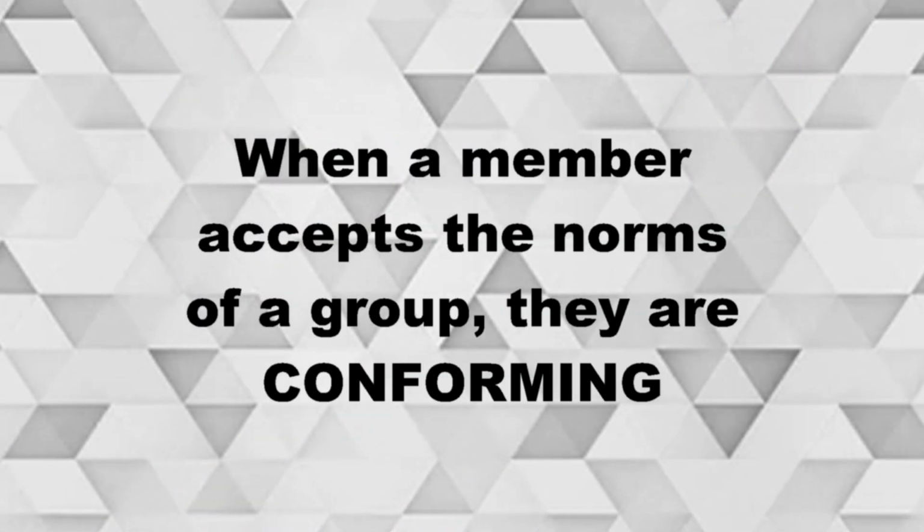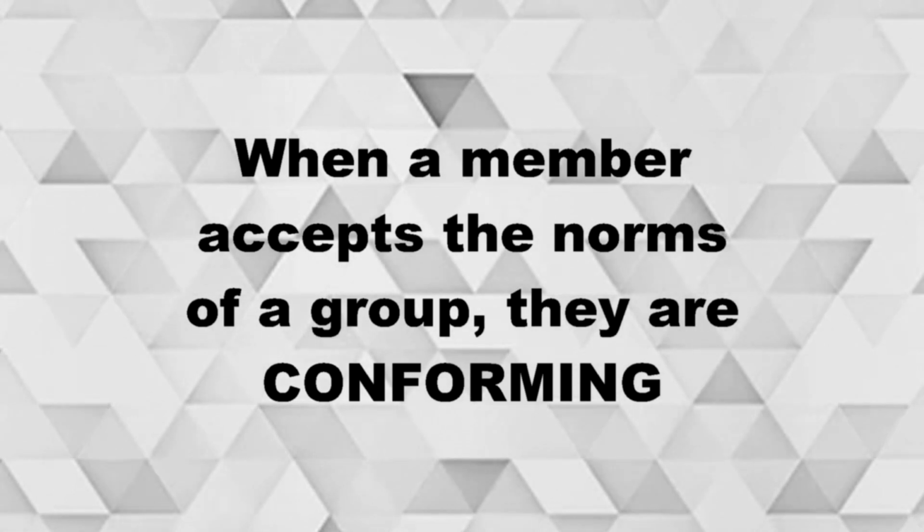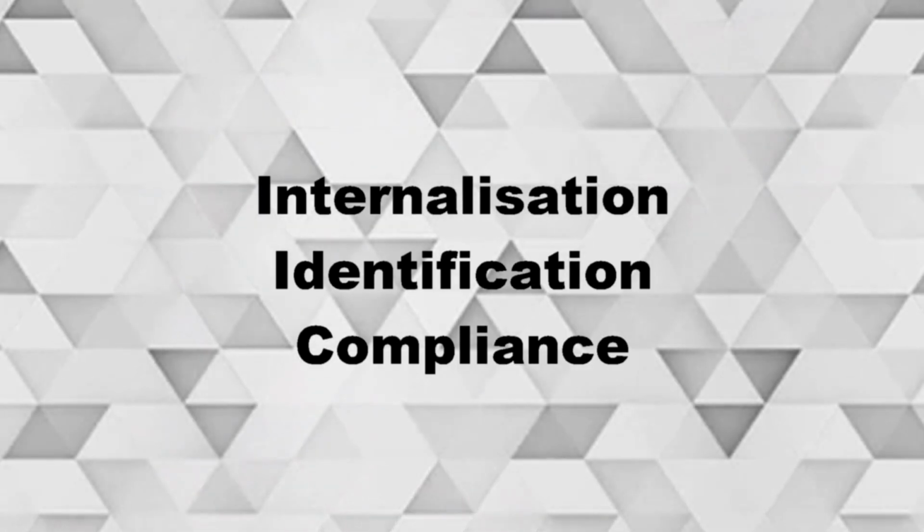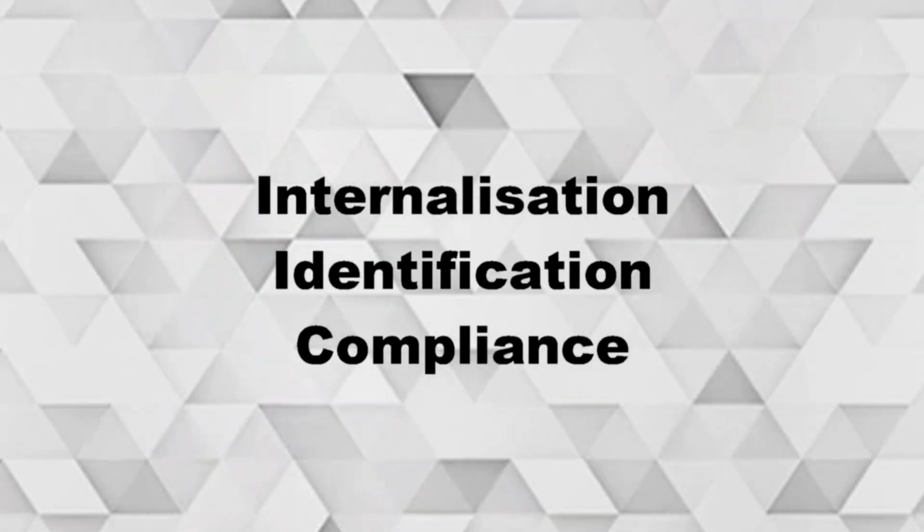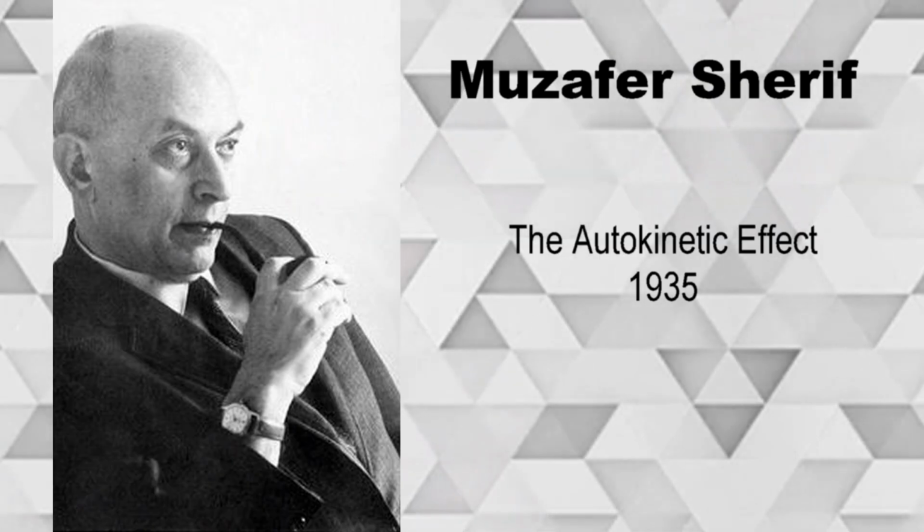And when a member accepts those norms of a group, they're said to be conforming. Now, conformity is a concept that can be broken down into three elements, and these three are internalisation, identification, and compliance. Well, identification we've already sort of brushed upon in terms of the self-perception and identifying as a member of a group. Let's look at internalisation and compliance now, and let's look at them with reference to a couple of studies. The first one, we're going to look at internalisation with Sherif from 1935.